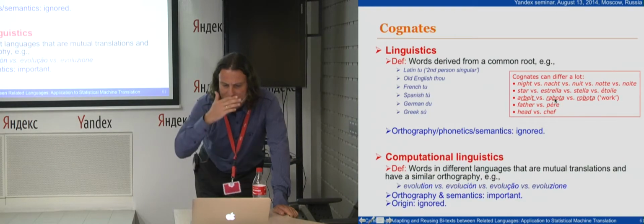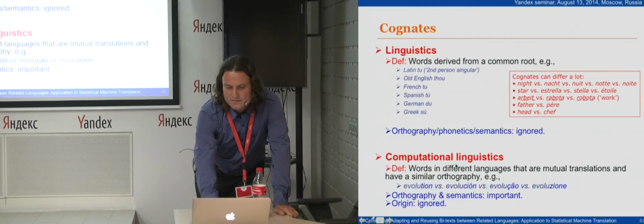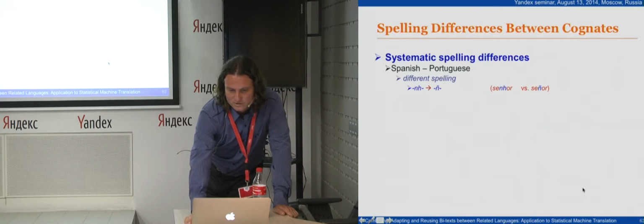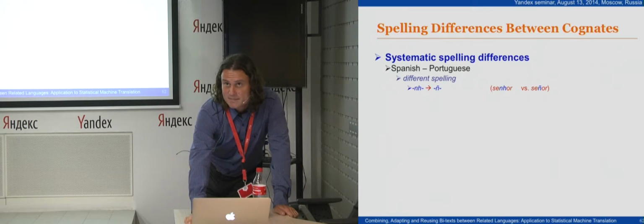In computational linguistics, the definition of cognates is something that has similar orthography and similar semantics, but whether they are of the same origin doesn't matter. So you have evolutione, and so on. Some of these are systematic and easy to learn.